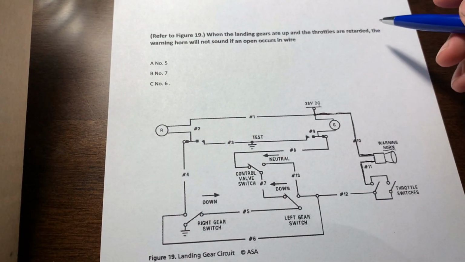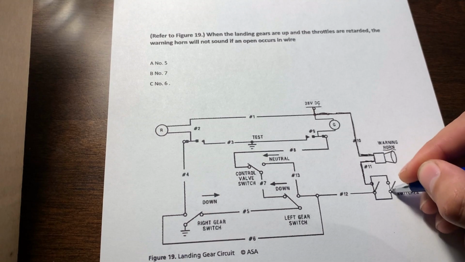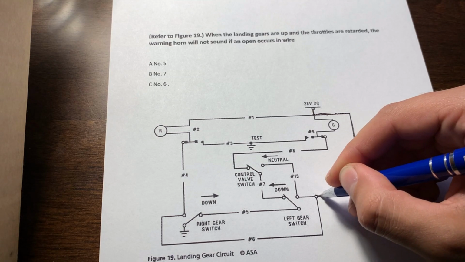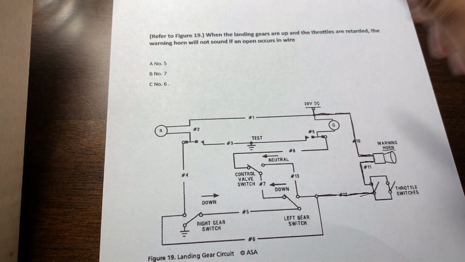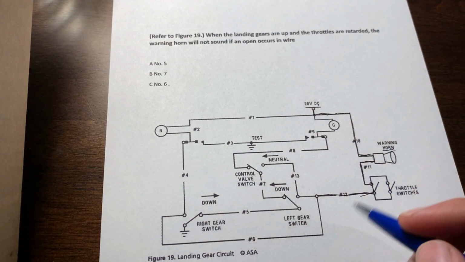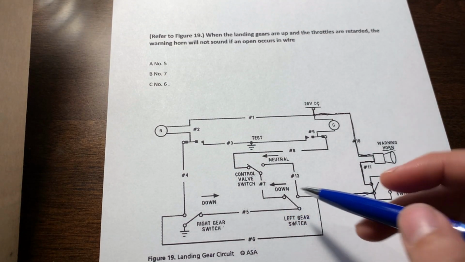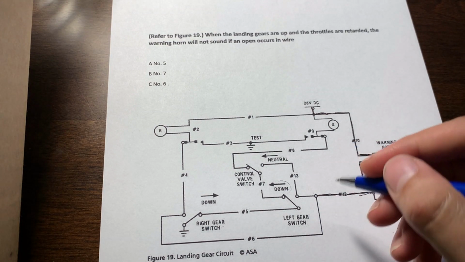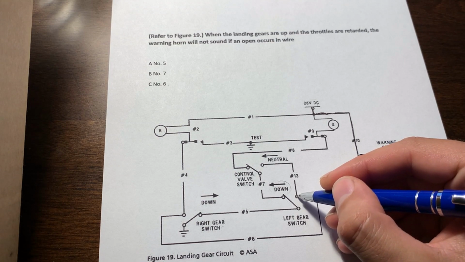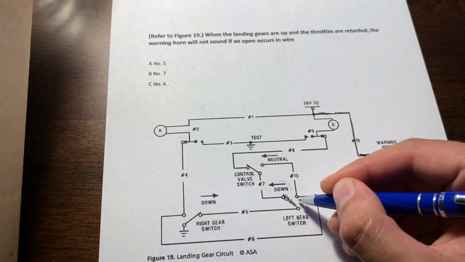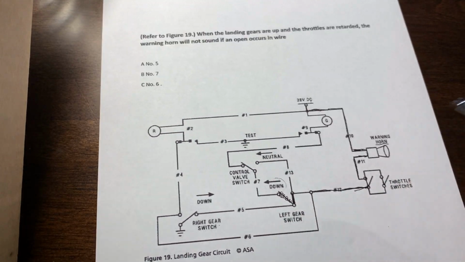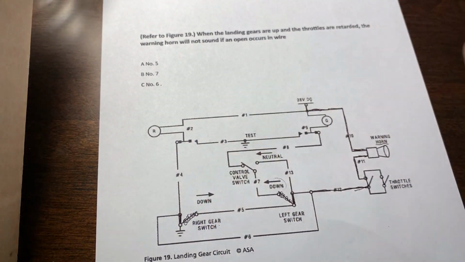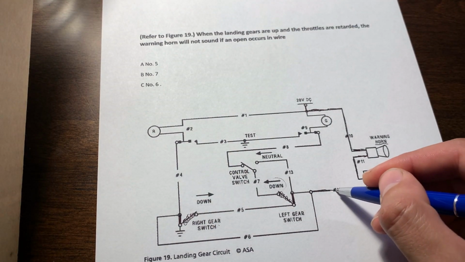Question says the throttles are retracted. So it has a path to go through. And the landing gear is up. So there's the left gear switch, there's the right gear switch. We have an indicator saying they're down right now. So let's put them in the up position. So you cross that out, put it here. Cross that out, put it here. Now, let's keep going, keep tracing our wire.